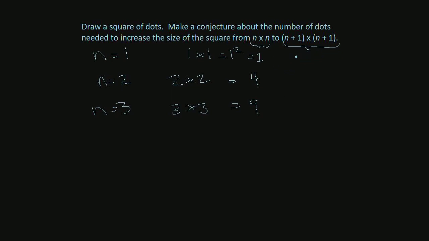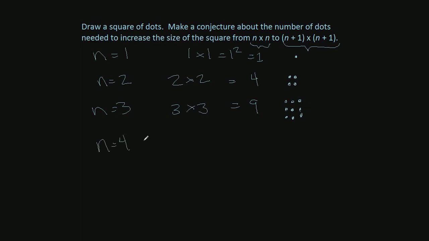So for example, if I were to draw the 2 by 2, 1, 2, 1, 2, and then on each side it's 2 dots. If you count them all up, you get 4. Now for 3 by 3, 1, 2, 3, and then if we go down the left side, it'd be 1, 2, 3. Then the right side would be 1, 2, 3, and then finally the bottom, 1, 2, 3, and then we need one in the middle. So 3 by 3.